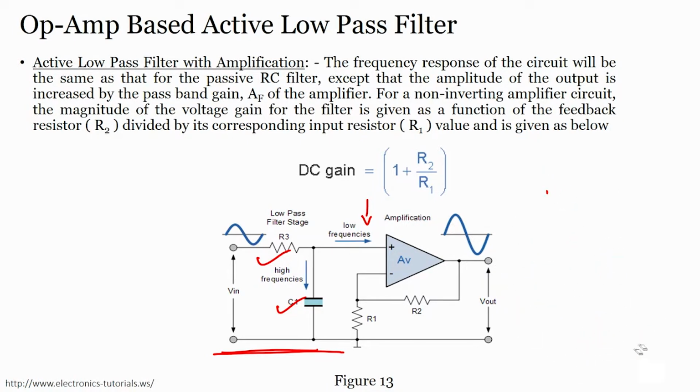increase the amplitude. You see the signal here, if I see the peak to peak voltage, and if I see the peak to peak voltage here, then there is an increase in amplitude. This increase in amplitude is given by the non-inverting amplifier, alright. So, low pass filter stage, high frequencies, low frequencies, amplification, output, cool.